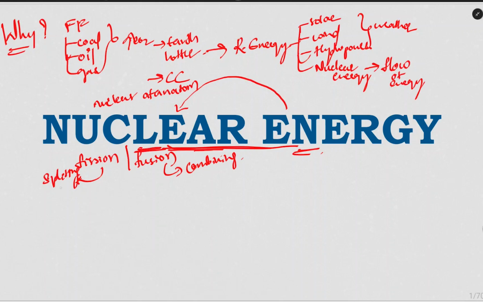For now, we are using the fission reaction to produce nuclear energy because fusion requires a much greater temperature to produce energy. In a fission reaction, a small amount of fuel can produce a lot of energy.